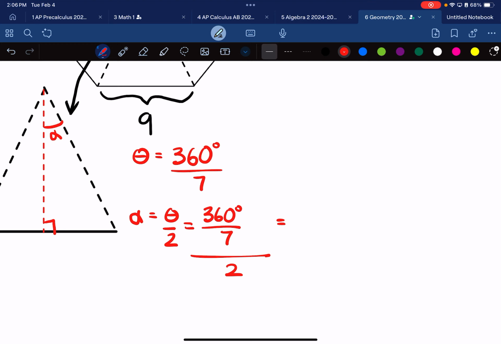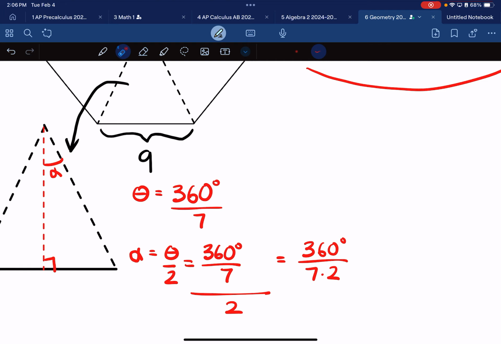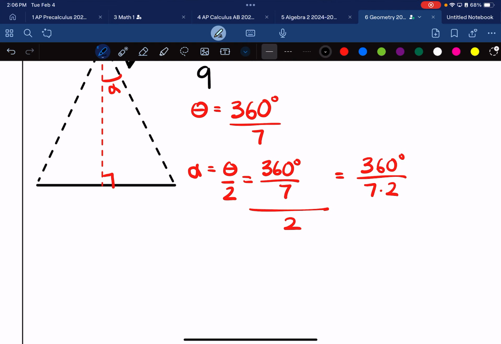So the trick here is this is 360 degrees still in the numerator. The denominator is now 7 times 2. So we have our angle. It's this number. I don't know what number it is, but it is some number. And I also have this length here because this length originally was 9, but I cut it in half. Let me go ahead and relabel that. This original length for this entire base of the triangle was 9, but I cut it in half.